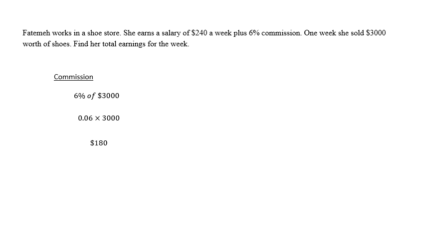So just for making those $3,000 worth of sales, she pockets $180, but we also need to include the $240 salary she earns. So we would do 180 plus 240 for a total of $420. So her earnings are $420.